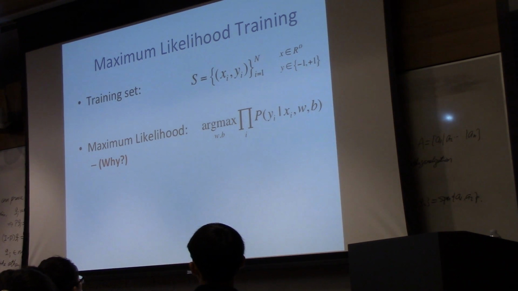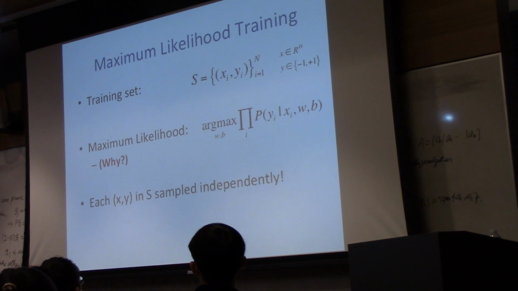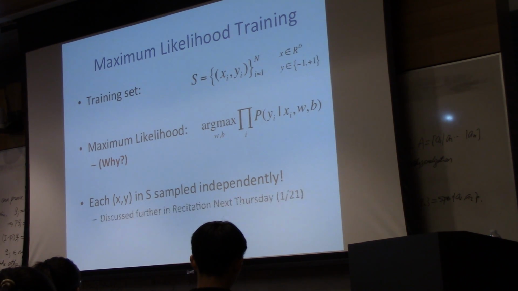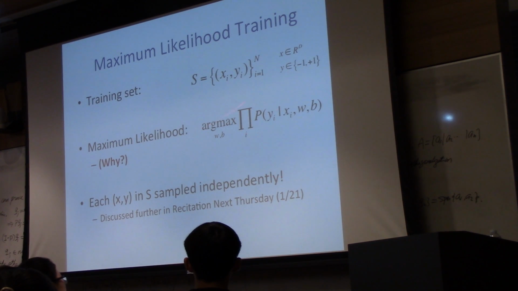Oh, I gave the answer. When I went through this slide last night, it was backwards from how I'm presenting it right now. But anyways, now you have the answer. Because each training example is sampled independently, we can decompose the likelihood into a product. If you're unfamiliar with this type of decomposition because of independence, we'll cover probability in recitation next Thursday.